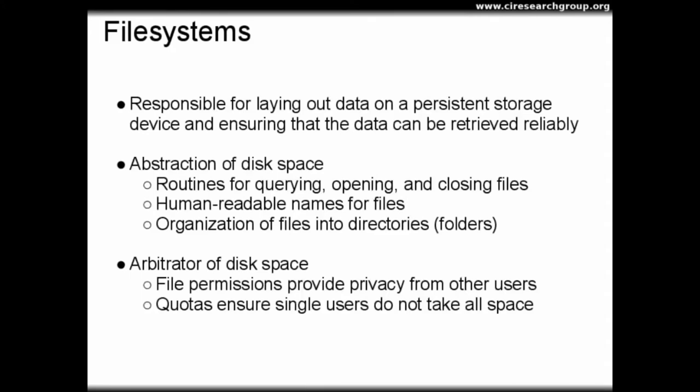A file system is responsible for laying out data on a persistent storage device and ensuring that data can be retrieved reliably. The file system is an abstraction of disk space. It provides routines for querying, opening, and closing files, and providing human-readable names for files and some kind of organizational structure for files, typically through directories or folders.